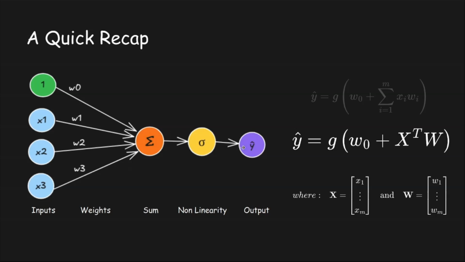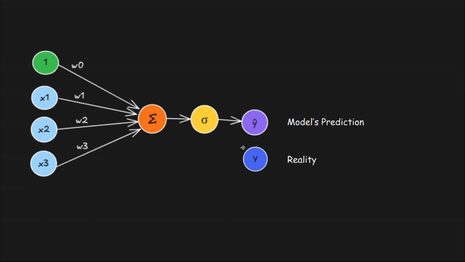But how do we train the model? So what training basically means is there is this output value y hat, which is the predicted value, and there is the reality in our training data set. So reality is the actual value of y. Now the whole goal of training is to adjust all these weights and bias such that our predicted value gets as close as y here, or the reality.